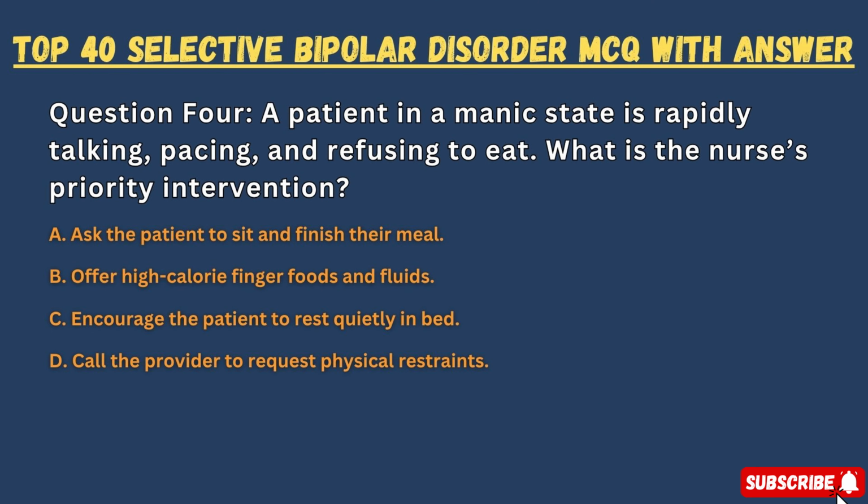Question 4. A patient in a manic state is rapidly talking, pacing, and refusing to eat. What is the nurse's priority intervention? A. Ask the patient to sit and finish their meal. B. Offer high-calorie finger foods and fluids. C. Encourage the patient to rest quietly in bed. D. Call the provider to request physical restraints.